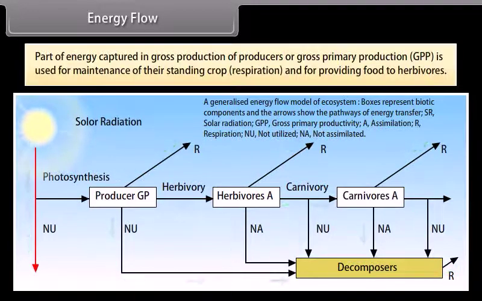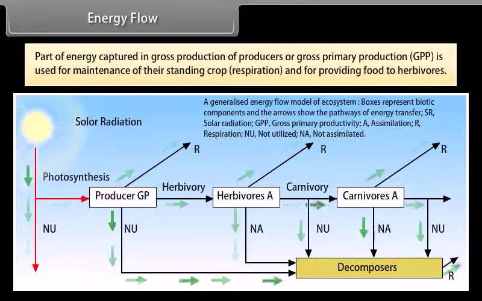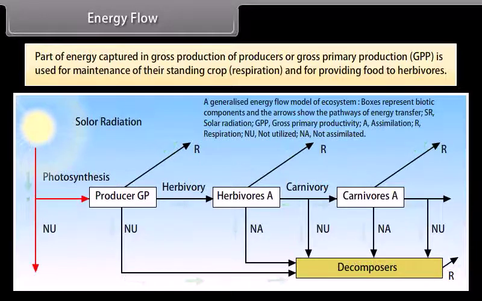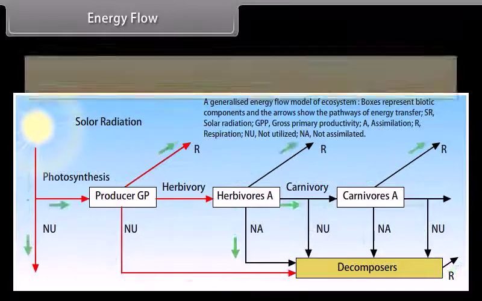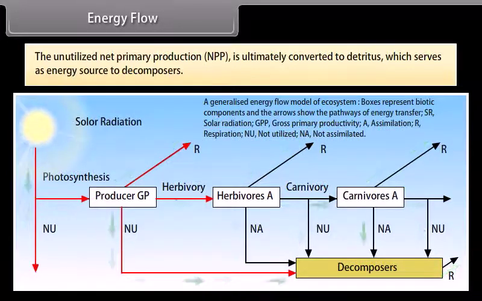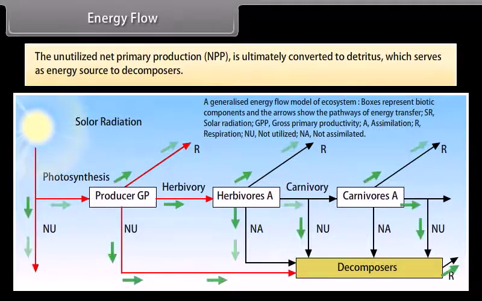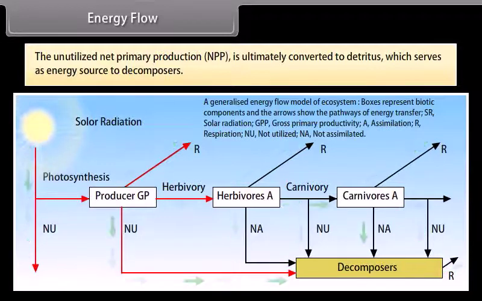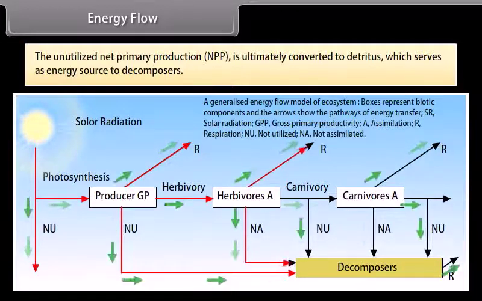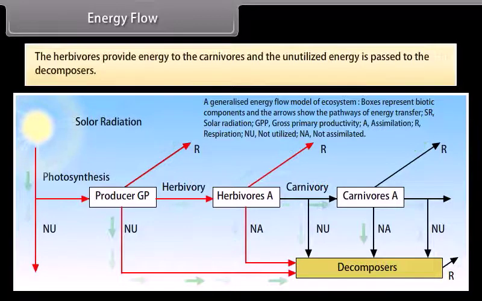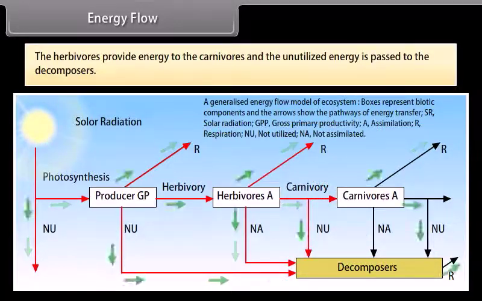Part of the energy captured in gross production of producers, or gross primary production, GPP, is used for maintenance of their standing crop, respiration, and for providing food to herbivores. The unutilized net primary production, NPP, is ultimately converted to detritus, which serves as an energy source to decomposers. The herbivores provide energy to the carnivores, and the unutilized energy is passed to the decomposers.